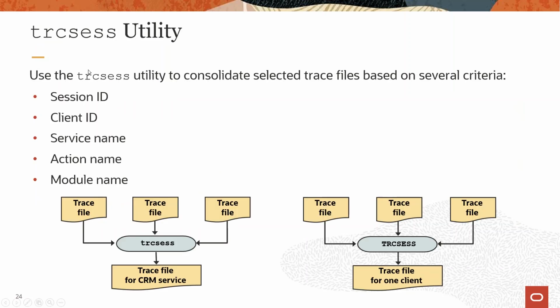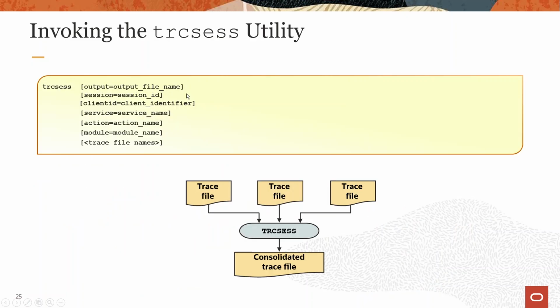The trcsess utility consolidates trace output from selected trace files on the basis of several criteria, such as session ID, client ID, service name, action, and module name. After the trcsess utility has merged the trace information into a single output file, the output file can be processed by tkprof. In order to use the trcsess utility, you're going to call the executable trcsess, to which you're going to provide several parameter values.